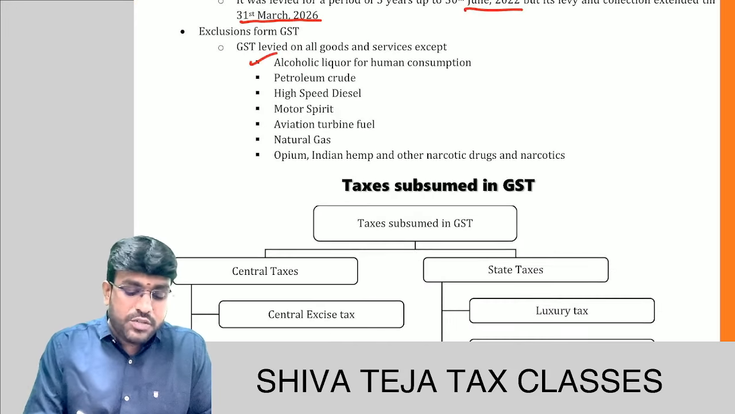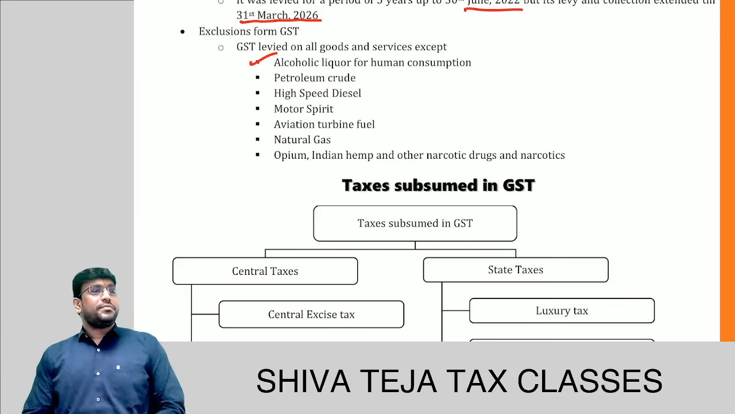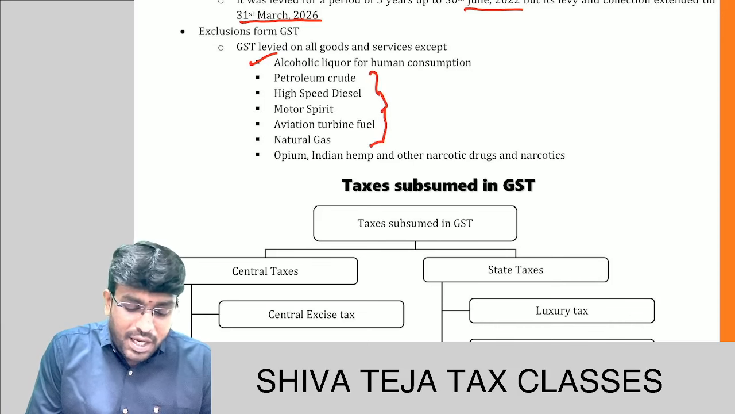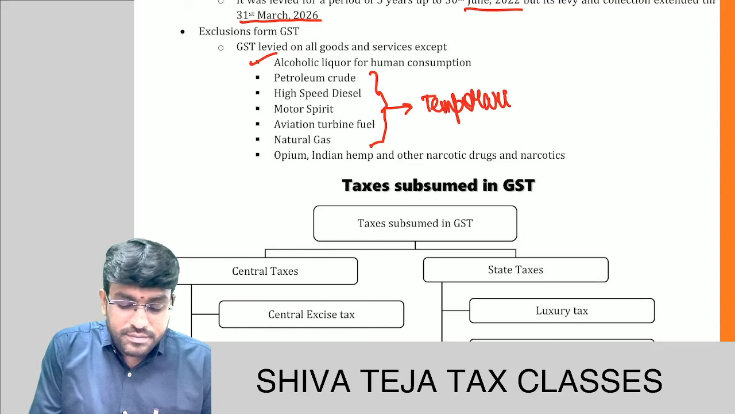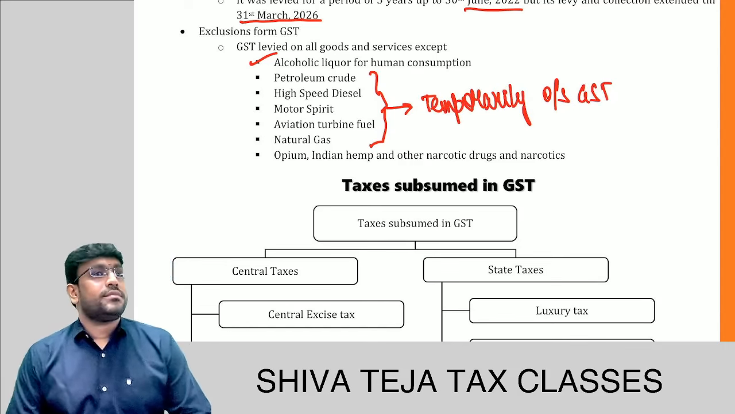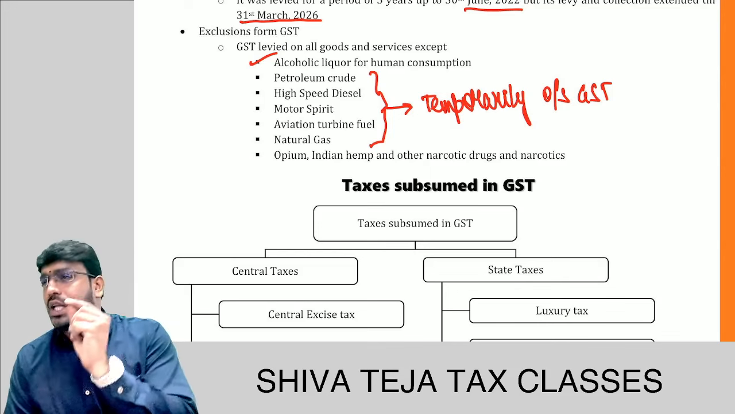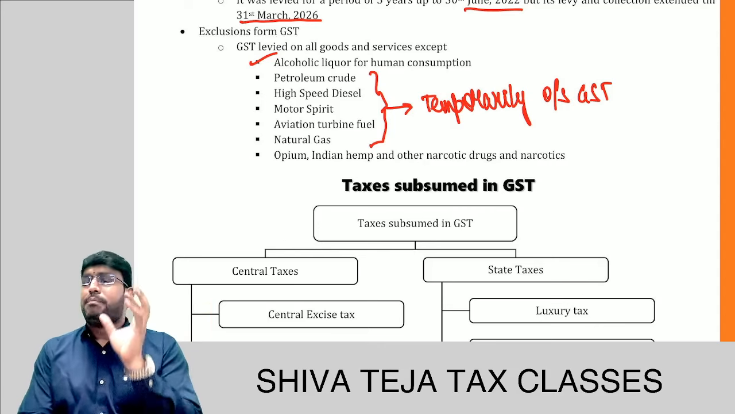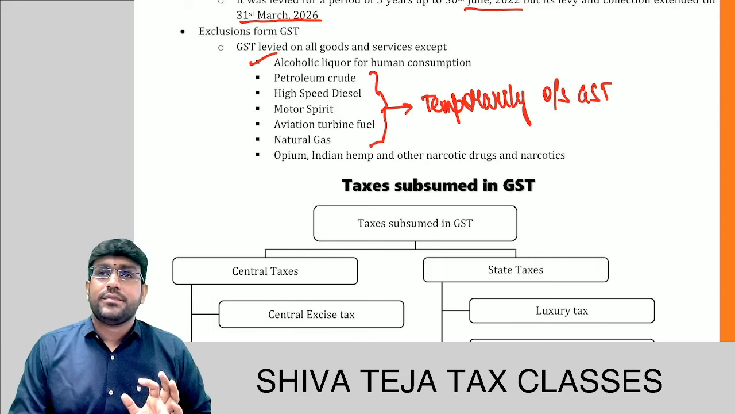Exclusion from GST. First one, GST is a tax on supply of all goods or services or both, except. And there are 5 petroleum products which are temporarily kept outside. What are those 5? Petroleum crude, high-speed diesel, motor spirit, natural gas and aviation turbine fuel. These are the 5 petroleum products which have been temporarily kept outside GST. Are we clear with that?